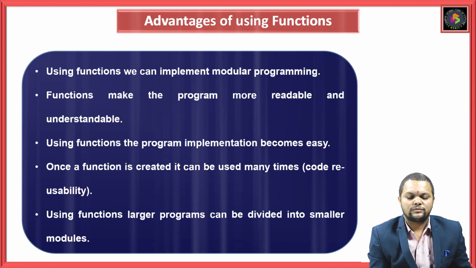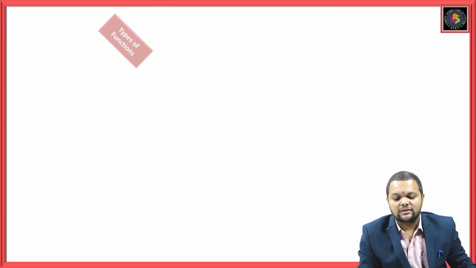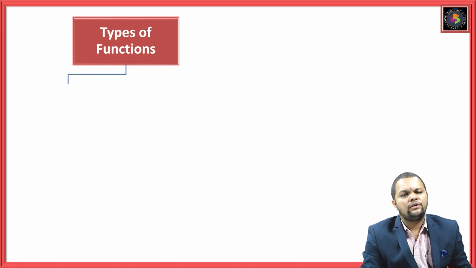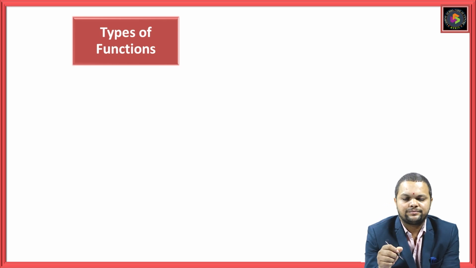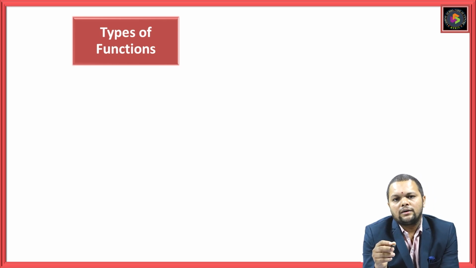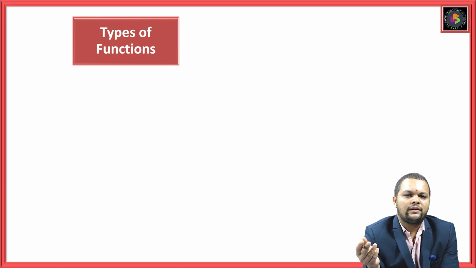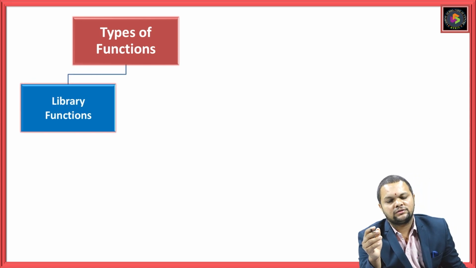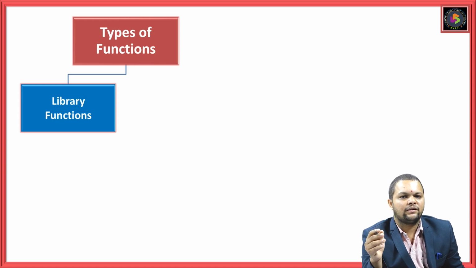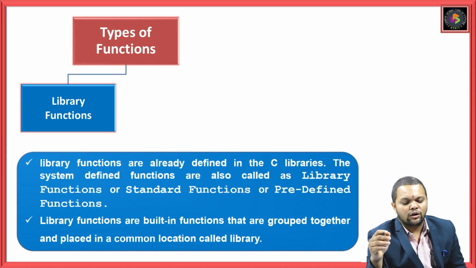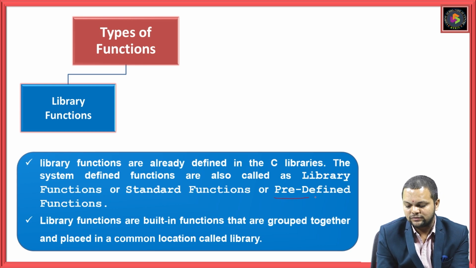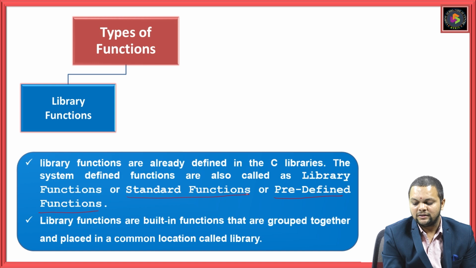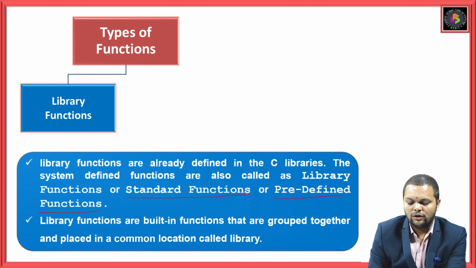So the next important thing is types of functions. In functions also we have some types. That means it may be predefined or it may be user defined. There are two types. The first is library functions. Library functions, we can call predefined functions, or you can call them standard functions.